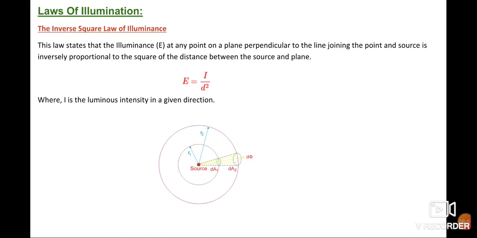So in the diagram below, we can see that the inner circle has a radius of r1, whereas the outer circle has a radius of r2. So from the point source of light, as the distance increases, it will be squared, and the illuminance will be calculated on that particular plane by dividing the luminous intensity by the distance squared.